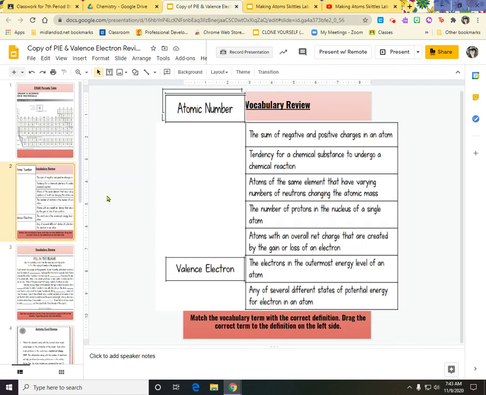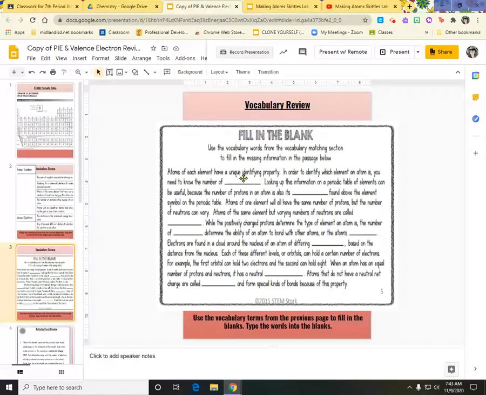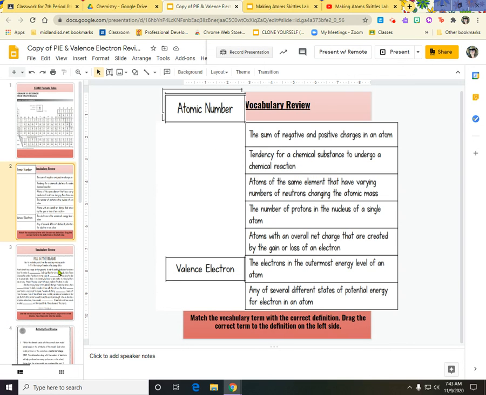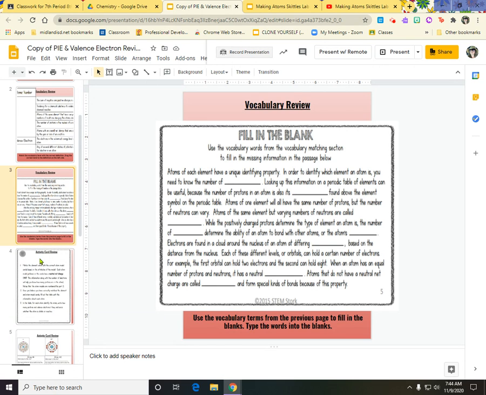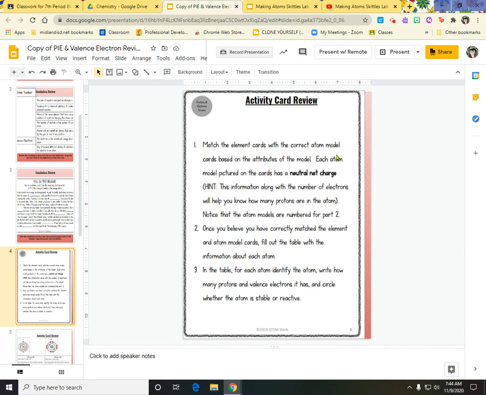Okay? So the vocabulary, you sort the words next to their correct definitions. If you're not sure, look in your notes or look it up. Then you read through and figure out what word they're probably talking about that you have over here. Okay, so the next part is the activity card review.